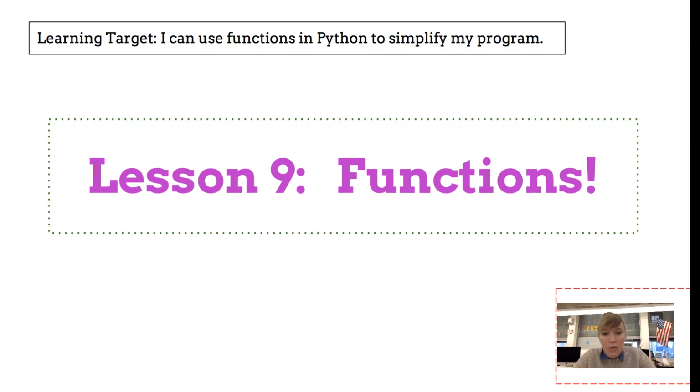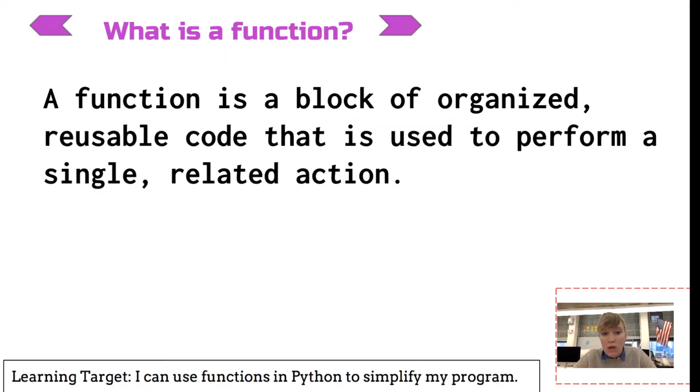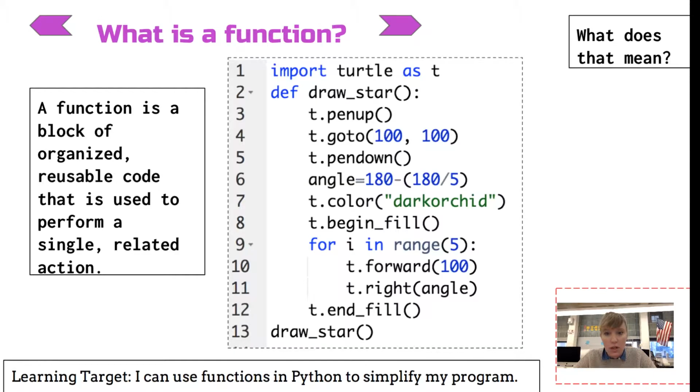Okay, we are on one of our last lessons of the software engineering unit, which is called functions. So today we're going to talk about functions. A function is a block of organized, reusable code that is used to perform a single related action. We're going to break down this definition in just a second.